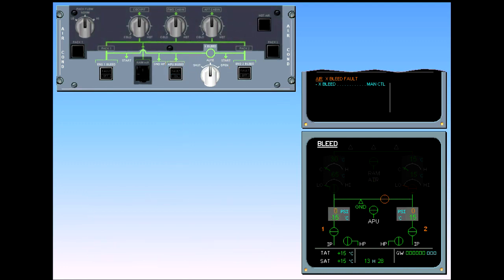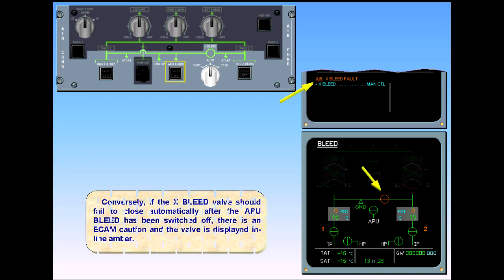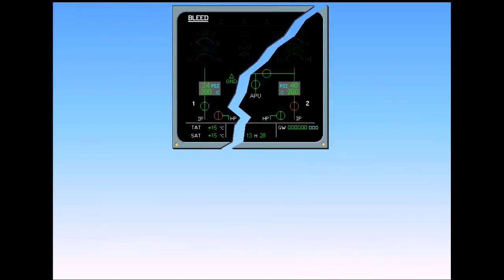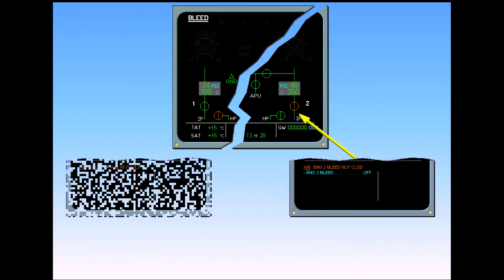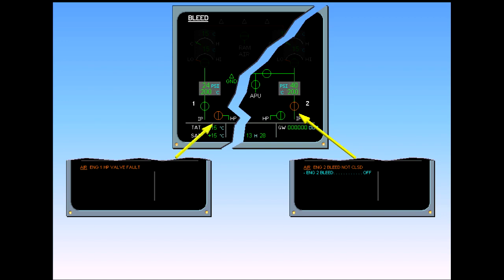Conversely, if the cross-bleed valve should fail to close automatically after the APU bleed has been switched off, there is an ECAM caution and the valve is displayed inline amber. The engine bleed valves and the high-pressure valves are also displayed amber if their position disagrees with the normal position.